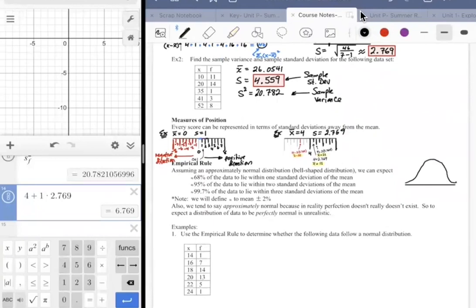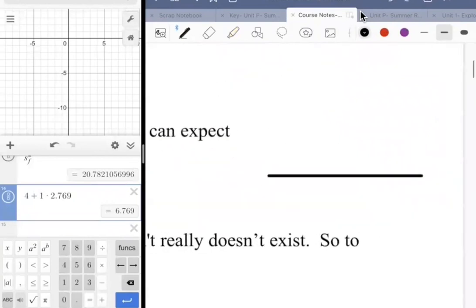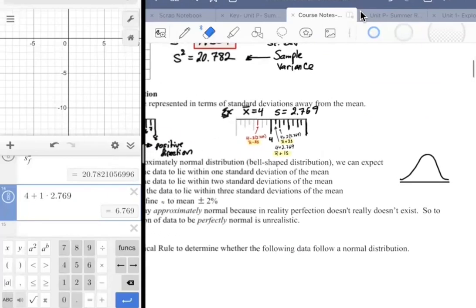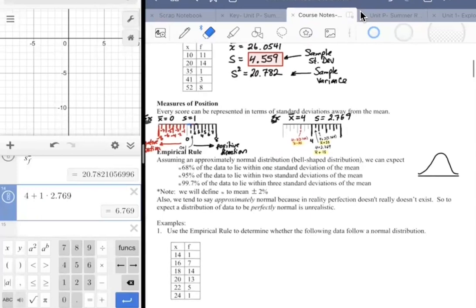I mean, that's the best I can draw it. So pretend that's symmetrical. I'll try it again. I always like to give it a couple of shots before I give up completely. All right, that really is the best I can draw it. I know it doesn't look perfectly symmetrical, even slightly symmetrical, but that's what a normal distribution looks like.